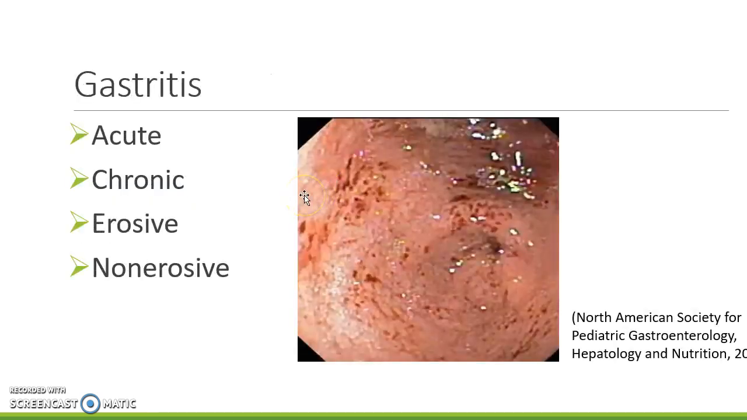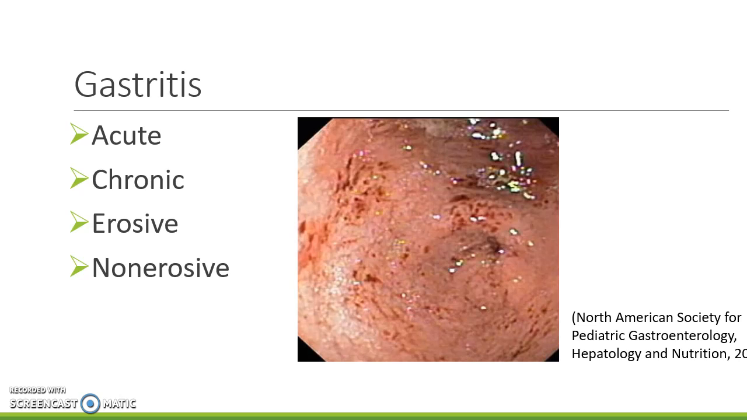Gastritis. There is acute, which is a sudden onset and typically short-lived. Chronic, which can be ongoing with mild to no symptoms. Erosive gastritis, which can cause the stomach lining to wear away, causing erosions, which could be shallow breaks in the stomach lining, or ulcers, which could be deep sores in the stomach lining.